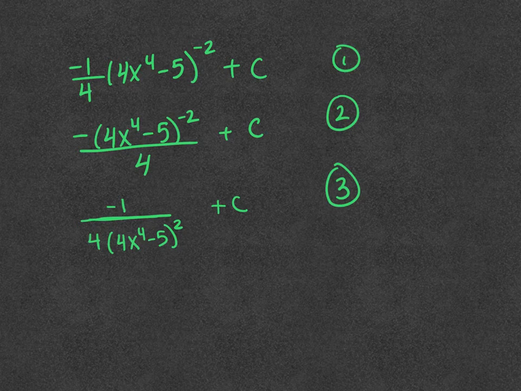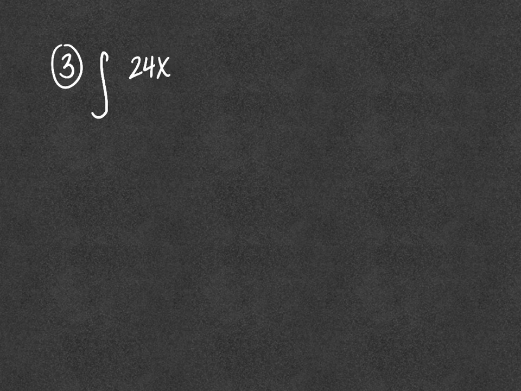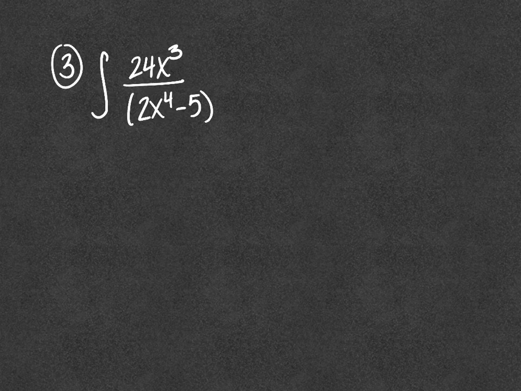Okay, let's try one more example for today. Okay, so this time I'm going to give you a fraction. So this will be example number 3. So we want to integrate 24x to the third over (2x to the fourth minus 5) to the fourth power dx.